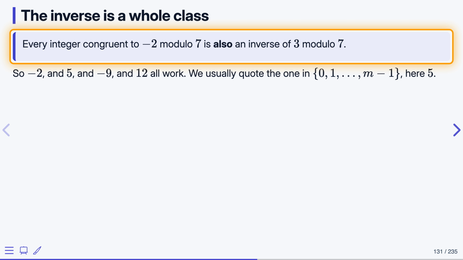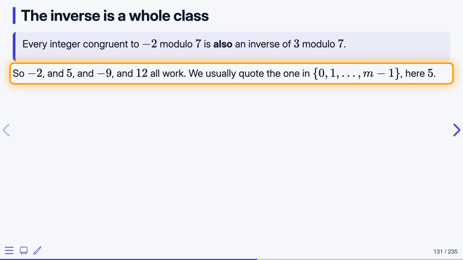One more thing about inverses. They are not a single number. Every integer congruent to minus 2 mod 7 is also an inverse of 3 mod 7. So minus 2 works, and so do 5, minus 9, and 12. They are all the same thing seen from different places on the clock. In practice, we usually quote the one that sits inside the set 0 to m minus 1.